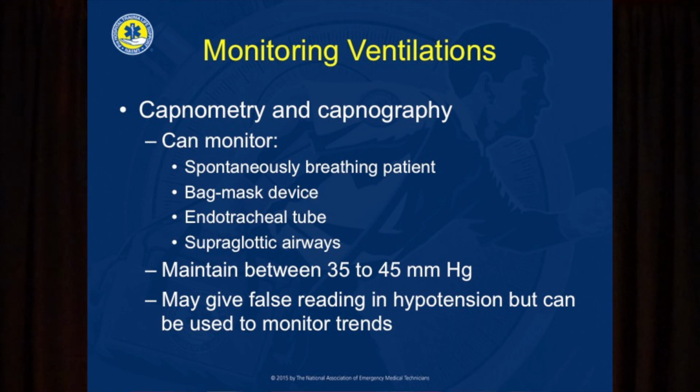In hypotensive patients, it may give off false readings, but you could still use it to look at what's happening. Is it decreasing? Is it increasing? Is it changing? It may not be as accurate in hypotension, but you can still follow it to see if there's any trends that develop out of it. So 35 to 45, that's what most normal people are breathing at, and that's where we would like to keep our end-tidal CO2 reading if we're using it. It's also a good device to use for monitoring your tube to make sure that it's still in the right place.